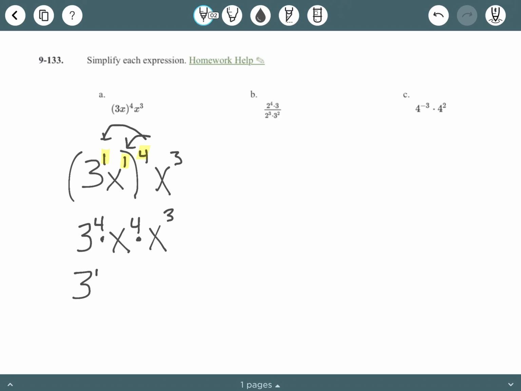So we could do 3 to the 4th. And when we're multiplying, we know that we are going to add the exponents. Base stays the same, so x to the 4 plus the 3rd, which is going to give us 7. So our final answer here will be 3 to the 4th, x to the 7th.